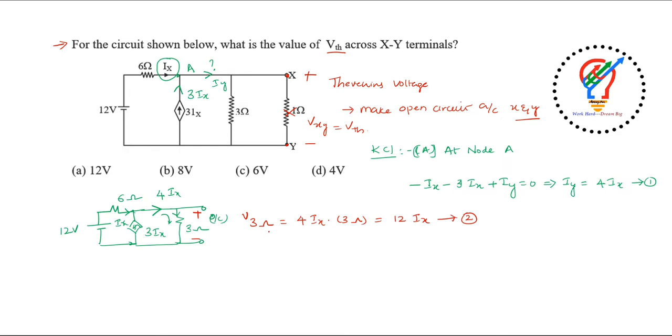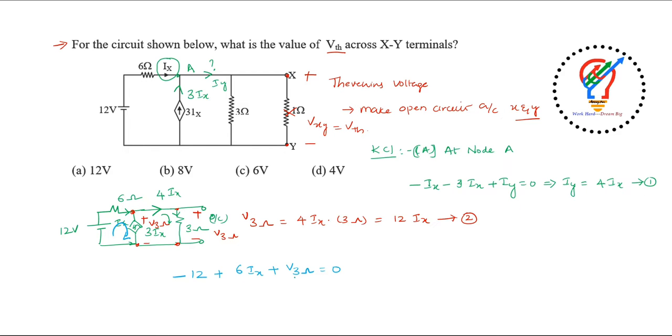Now what do we need to find here? What is the value of Ix? This V3 ohms, these two are in parallel or not? Both are in parallel only. So what is the voltage here also? Here also the voltage will be V3 ohms. Now apply KVL inside the loop. Let me take a different color so that you can understand. I am applying KVL inside this loop. So minus 12 plus 6 into Ix plus V3 ohms is equal to 0. So this is the final equation, right?